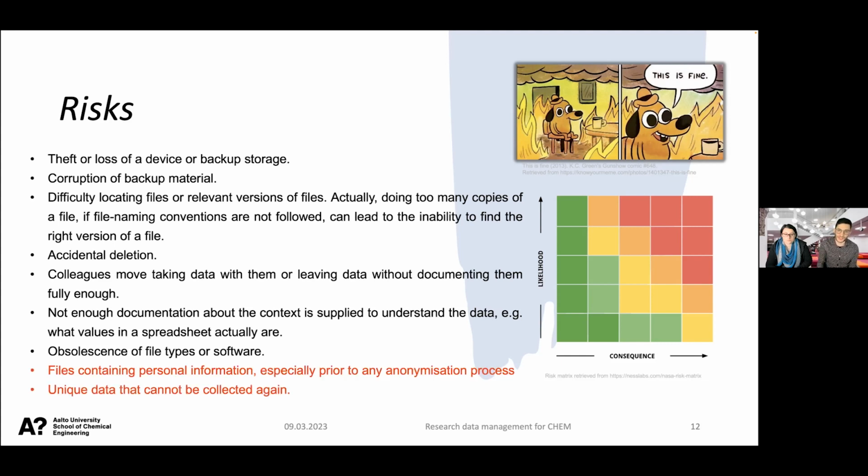And I put these last ones in red, because all of them in black are bad, and it's really bad if they happen, but some things can be criminal if you don't handle private information properly. And if you lose data that cannot be used anymore, then it's really problematic, right? So you need to consider the likelihood of things happening and what the consequences are.